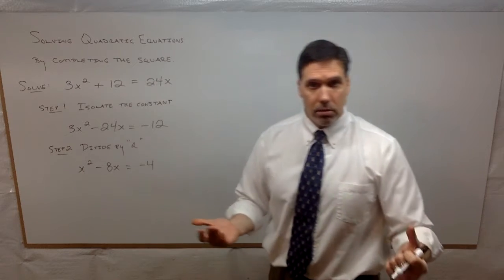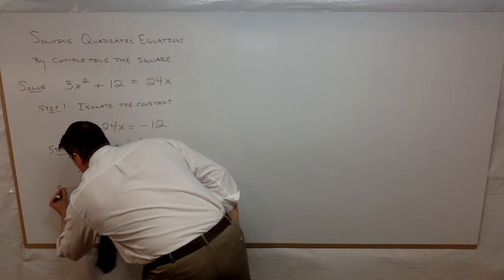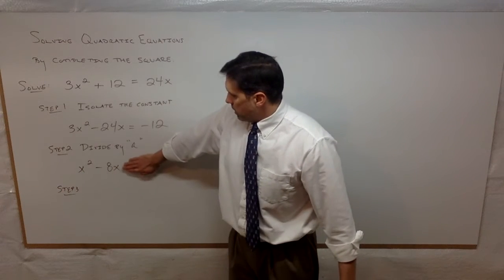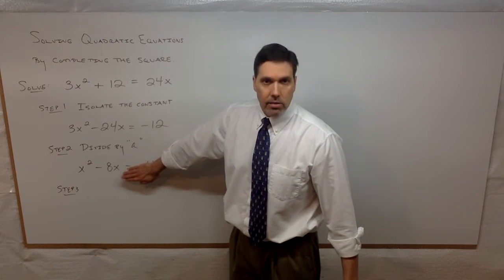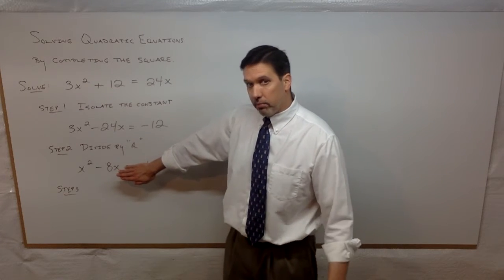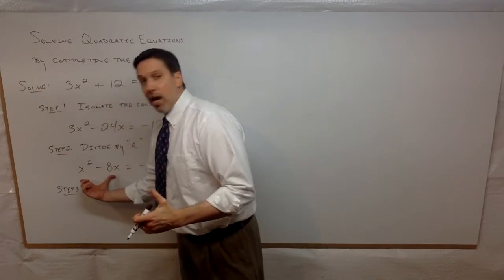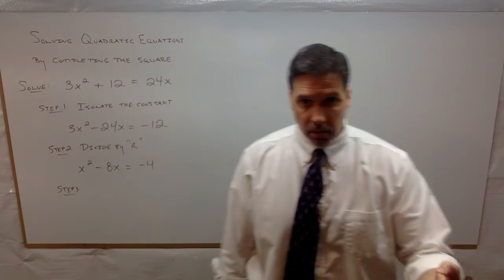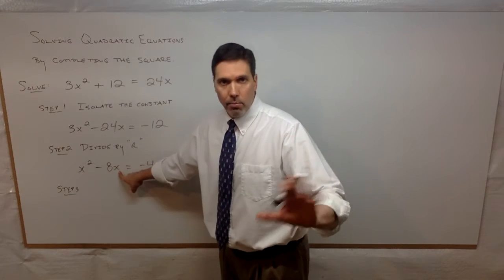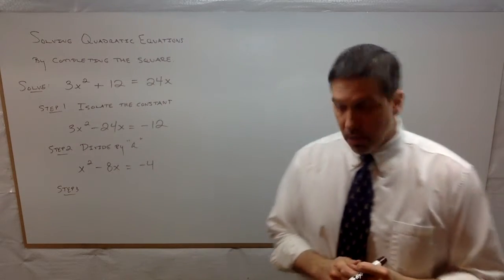Okay, now step 3, this is the big step. This is how we complete the square. So in step 3, if we look at the left side, ignoring the right side right now, we have x squared minus 8x. That's a binomial. Well, if I add a number to that, I create a trinomial. Now, I don't just want to add any number. I want to add a number that makes this a perfect square trinomial. So I have to figure out what number I need to add to x squared minus 8x, just a number, no variable, to make that a perfect square trinomial.